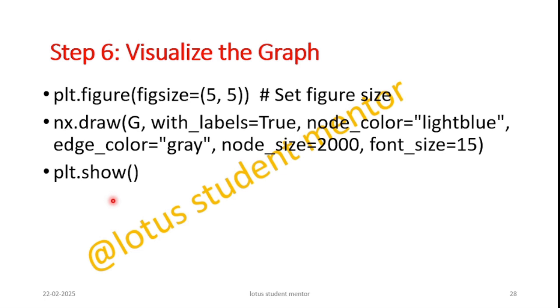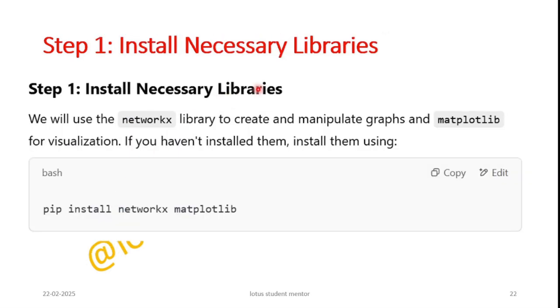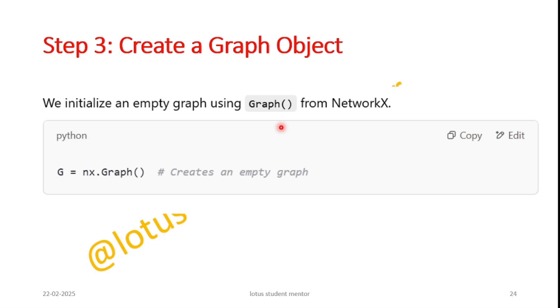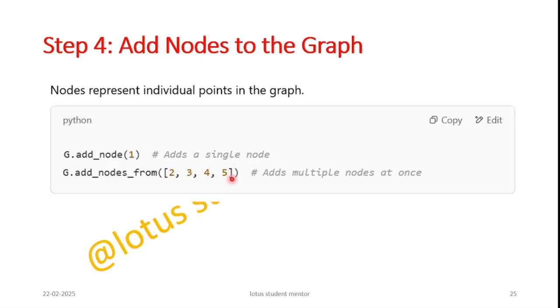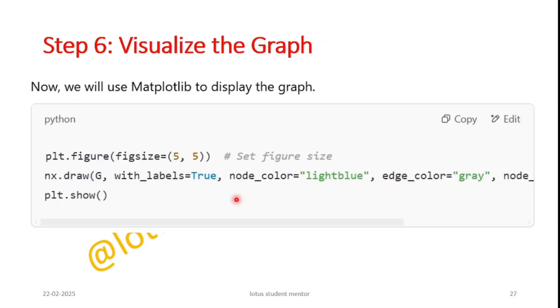There are 6 steps. What is step 1? Let us go back. Step 1 is install the necessary libraries, networkx and matplotlib. Next, importing. We have to import networkx and matplotlib, and we have to create a graph object. Step 4 is add nodes to the graph. Step 5 is add edges to connect nodes, and step 6 is visualize the graph.